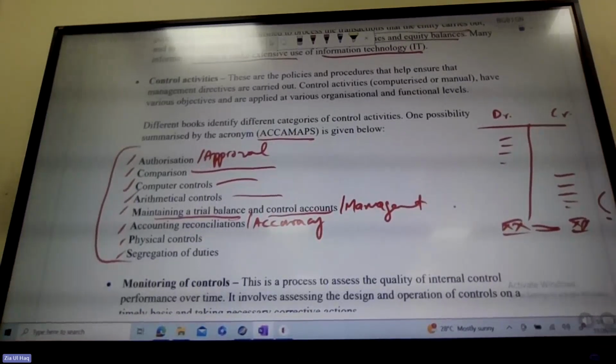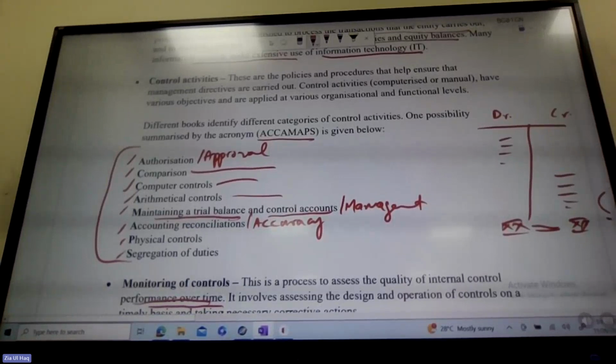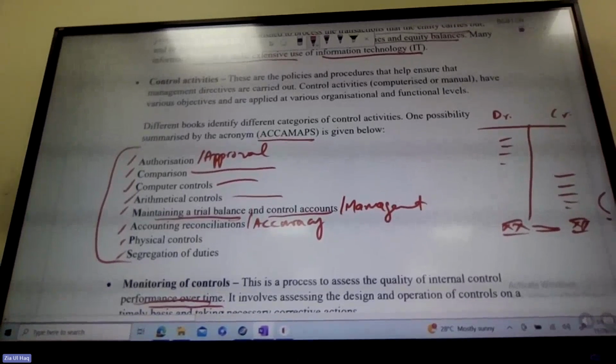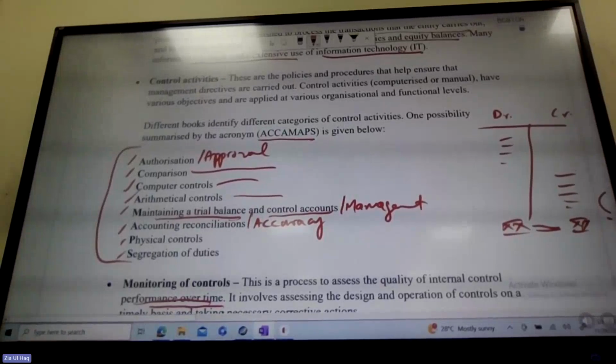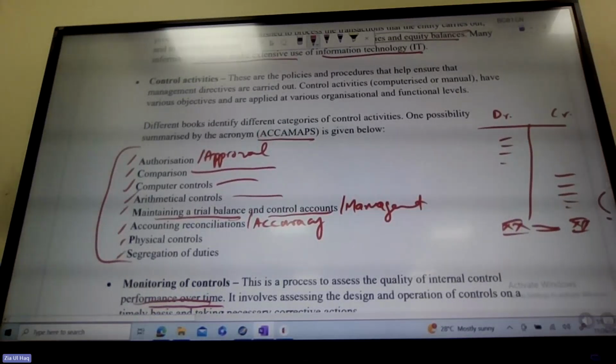Accounting reconciliation: we need to reconcile accounts. Reconcile means we need to reconcile the control account with the individual ledger. We need to reconcile payroll accounts with payments to the employees. We need to reconcile payments received against sales to the sales account or receivable account so that we can identify there is no difference.